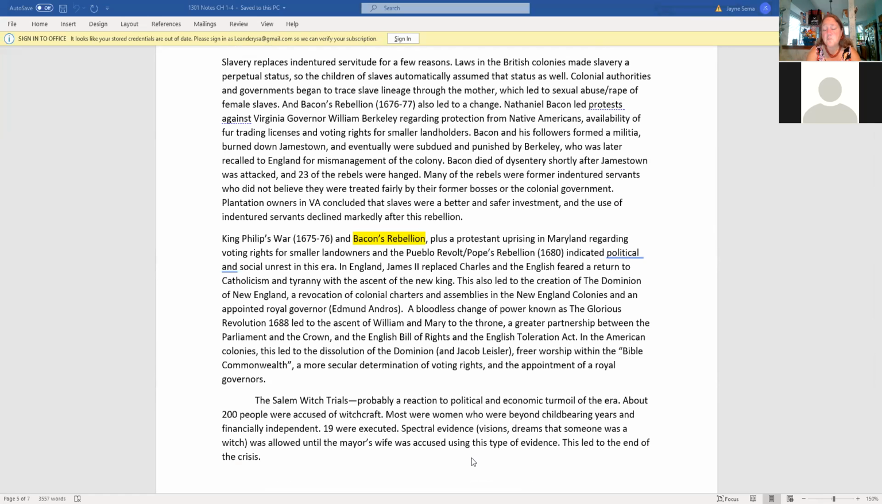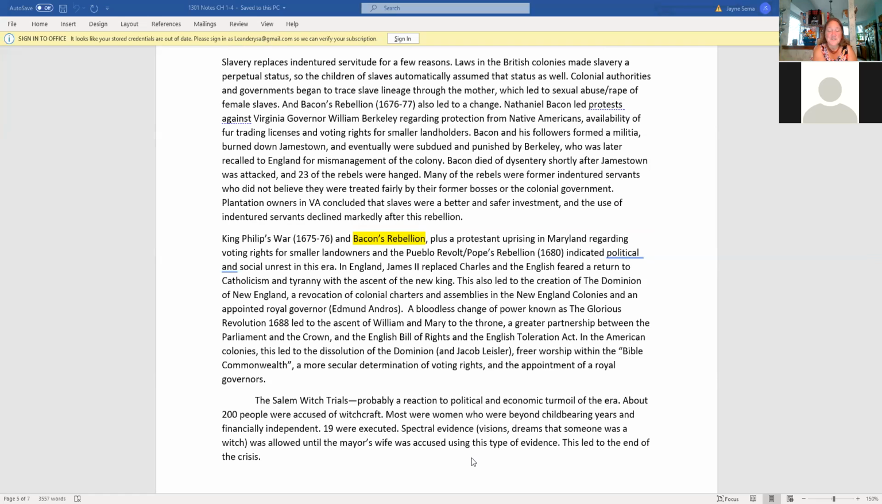And there's a little more detail in this chapter about the Salem witch trials. About 200 people accused of witchcraft. Most were women, older women, potentially more financially independent. If they had outlived their husband, they probably controlled their husband's estate. 19 executed, spectral evidence. I think we talked about that yesterday. Visions and dreams that somebody was a witch. Those things were allowed as evidence. Can you imagine? It's crazy.